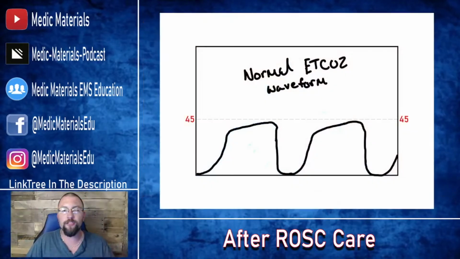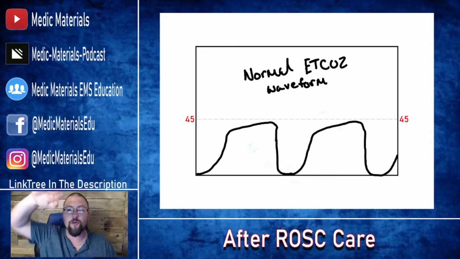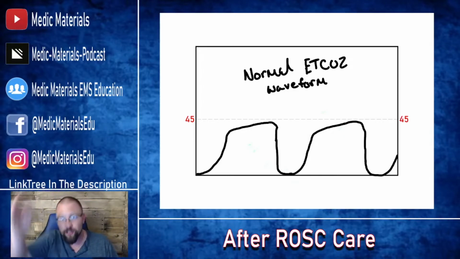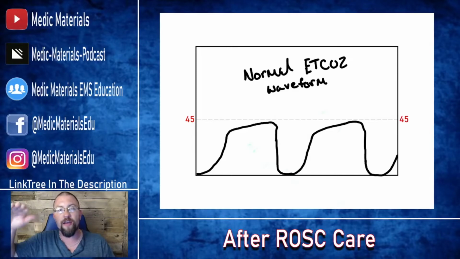So going into normal waveform here, a normal end tidal CO2 waveform looks like this. A normal waveform number is approximately 35 to 45. We want to keep it in that range. And they're going to be nice plateaus, a nice sloping arc to a plateau to a steep drop and then another one, right? And this is when we are normally breathing in and out like we are now.